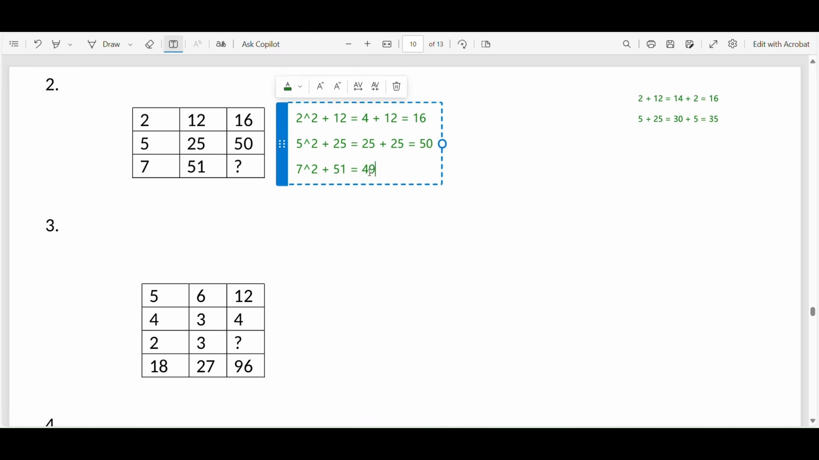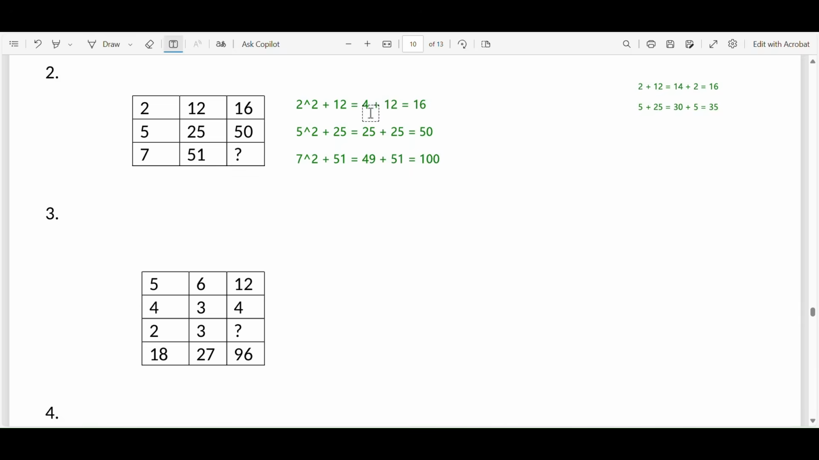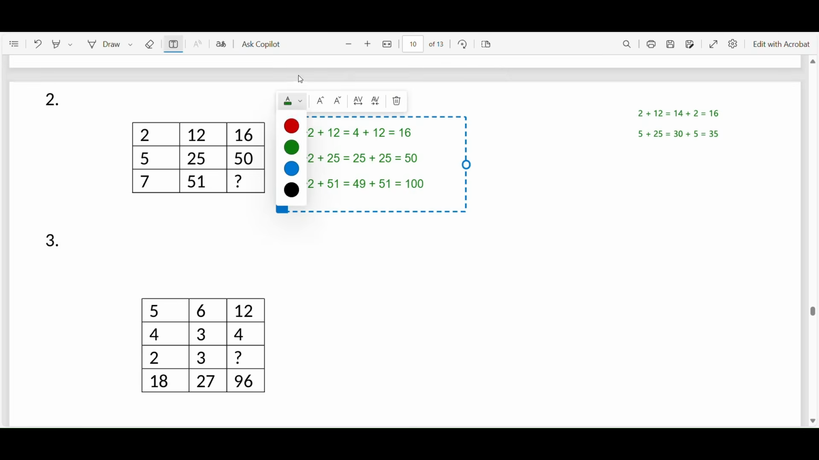So what is 7 square? It is 49 plus 51. What is the addition of this? It is 100. So finally the answer is 100 here. The answer for this question is 100 now. So this is the second one. Let me change the color to red.